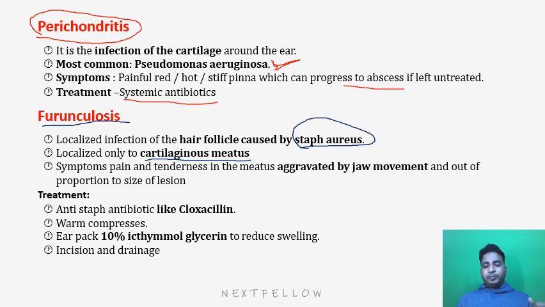What is the treatment? The treatment is anti-staphylococcal antibiotics like cloxacillin. Then we do warm compresses. We can pack the ear with 10% ichthammol glycerine, which will reduce the swelling. If there is an abscess development, we will incise the abscess and drain it out.